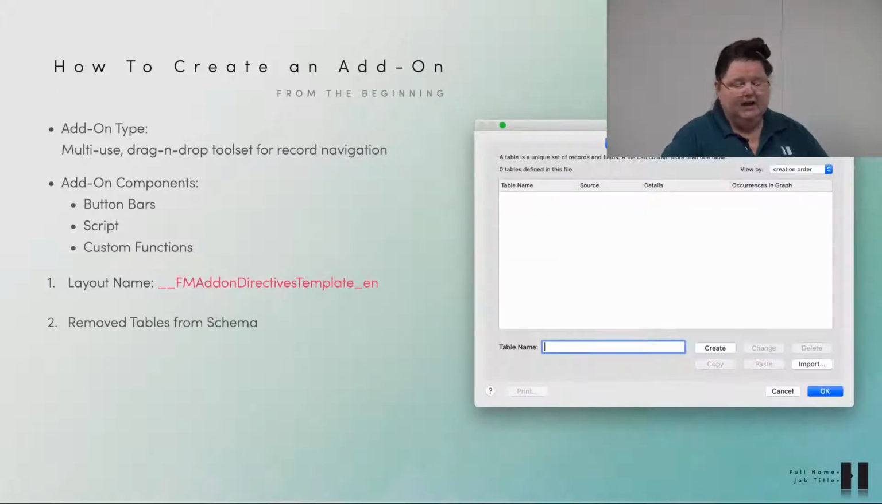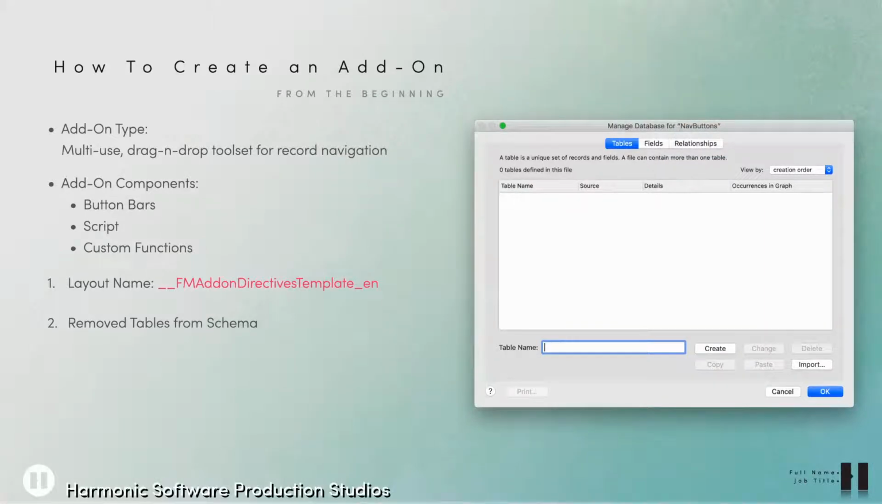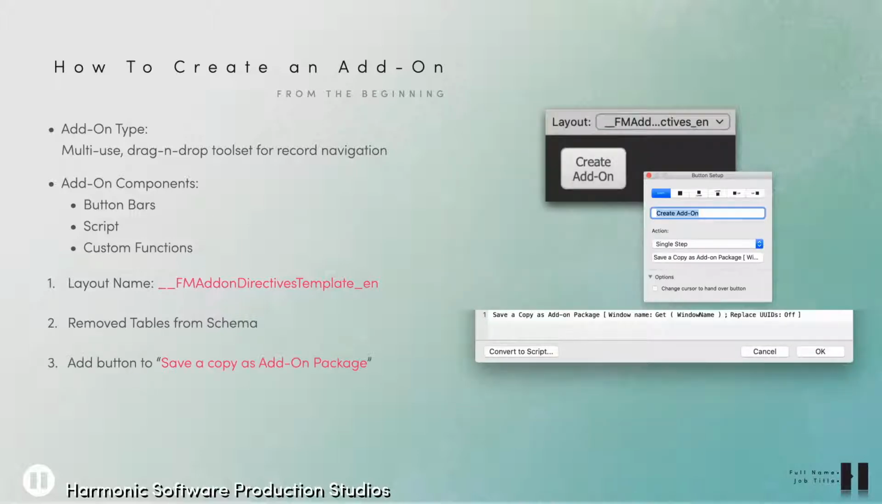Now, because my add-on doesn't need to add a table or records, I've removed the tables from my file. Then I added a button to my layout that performs the script step, save a copy as add-on package. This will use my current window title as the name of the add-on, and I've turned off the replace UUID setting because this drag and drop object might be added to multiple different layouts, and I don't want it also adding a new instance of my scripts at the same time.